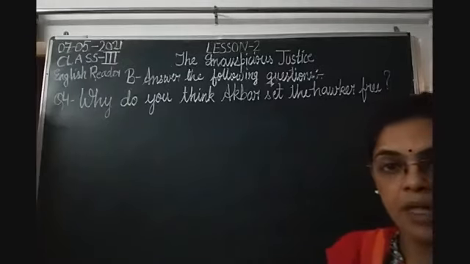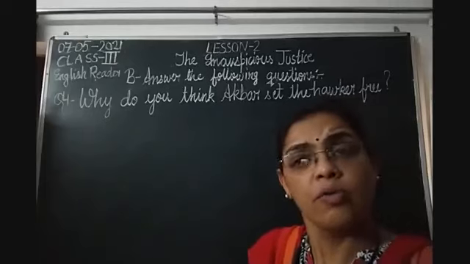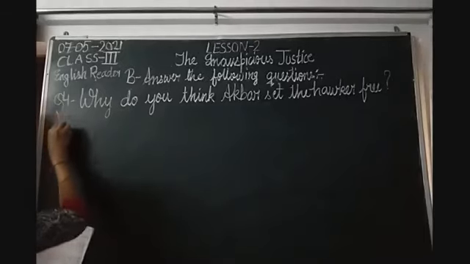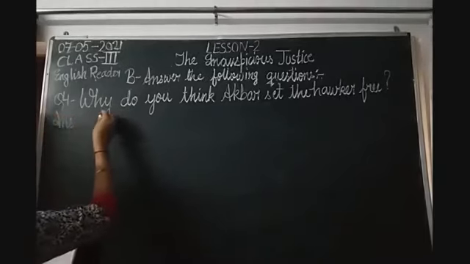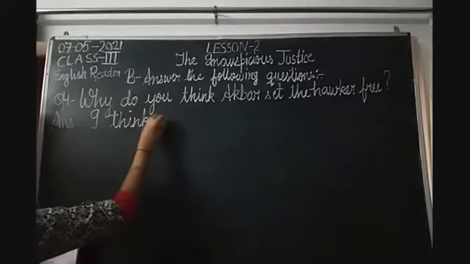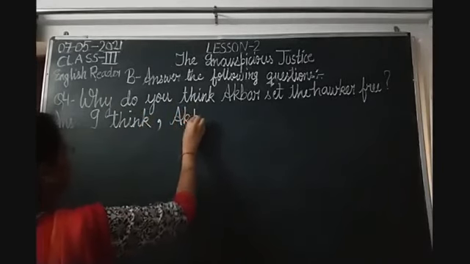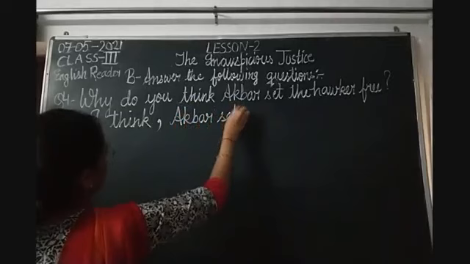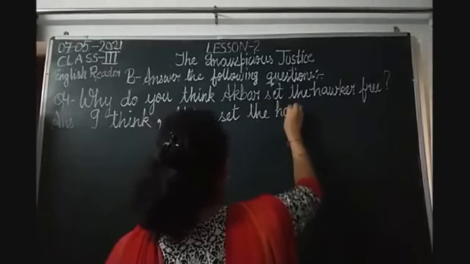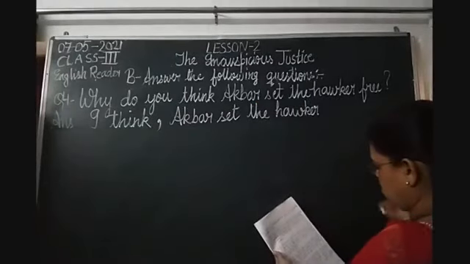Now, in this, the question is, why do we think, hum aisa kyun sochte hain ki Akbar ne hawker ko free kar diya tha? So, the answer is, I think, after think, we'll put a comma. So, I think Akbar set the hawker free.